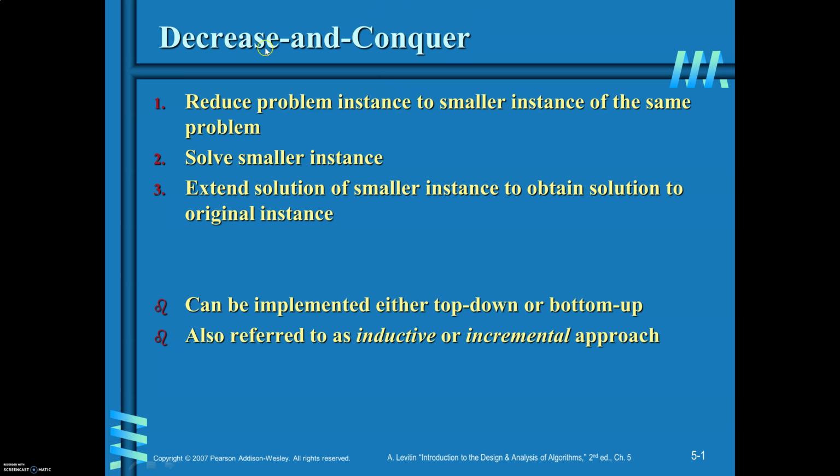In the decrease stage, the problem size is to be decreased. The second stage is the conquering stage, that is finding the solution. Conquer means find the solution to the original problem. This can be achieved by finding the solution to the smaller instance, then extending the solution of the smaller instance to get the solution for the original problem. Now we'll see how you can decrease the problem.